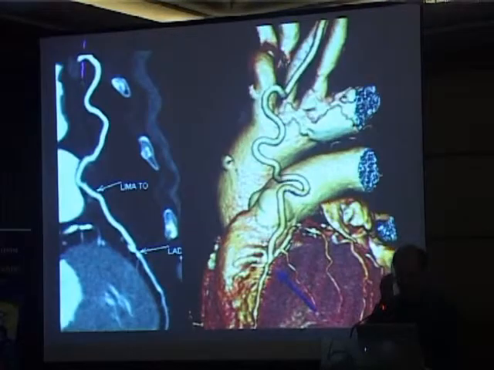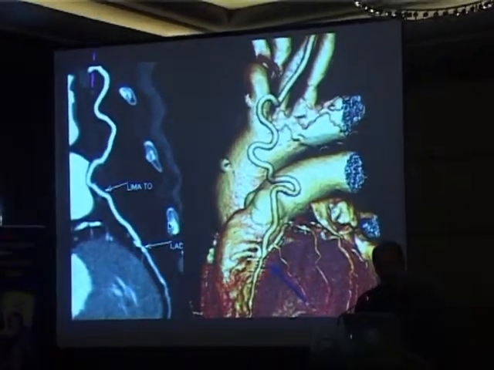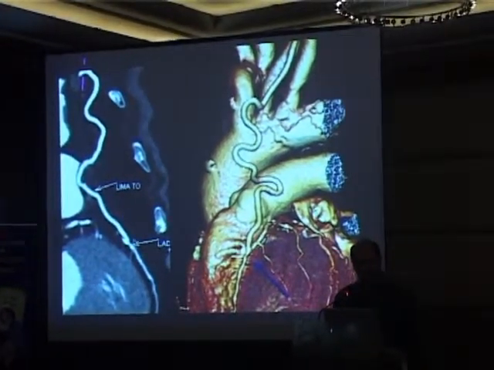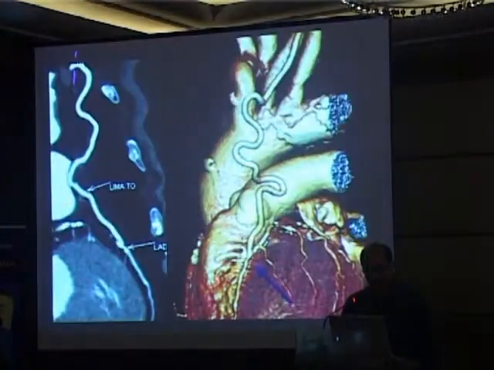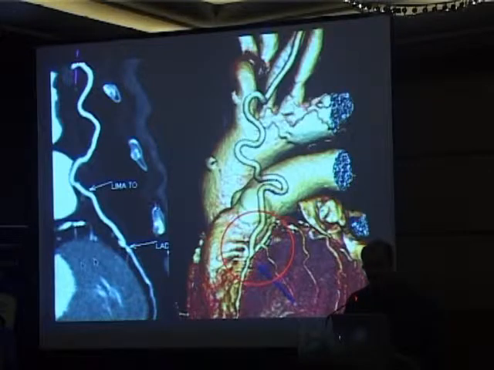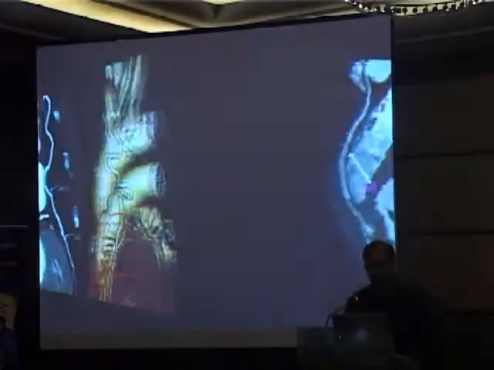Here you can see very nicely the LIMA graft coming down, anastomosing with the LAD, and what's very important to show is actually the anastomosis, and that's quite nicely seen out here. You see the anastomosis well, you see the native vessel well, and you also see the competitive flow.